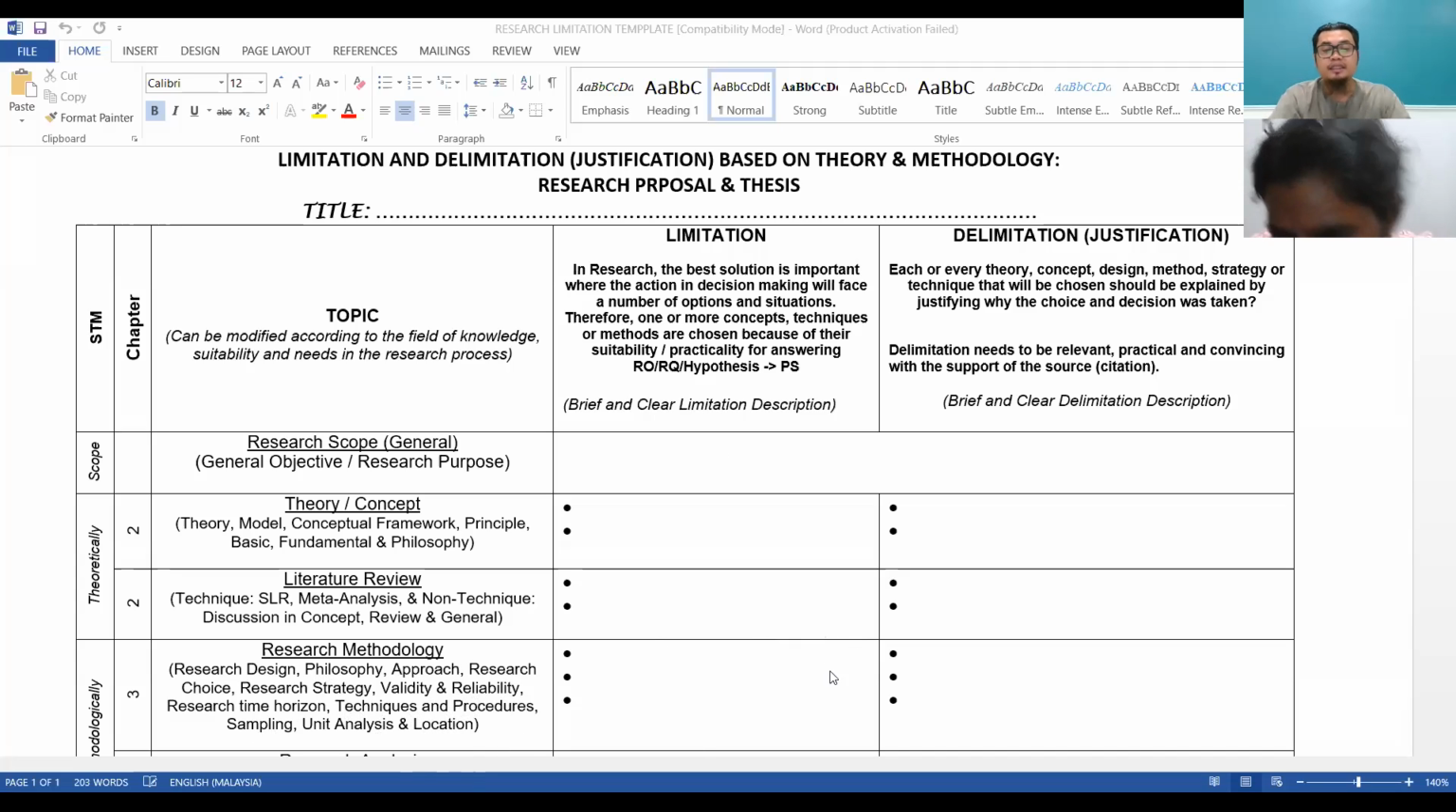So everything regarding the theory, literature review, and research methodology, you can mention, because your research still has limitations. You need to highlight what types of limitation in your chapter 1 thesis. That's why this template assists you in making sure what types of limitation are in your research. Maybe theoretically, on theory or concept or literature review, or methodologically. Okay.